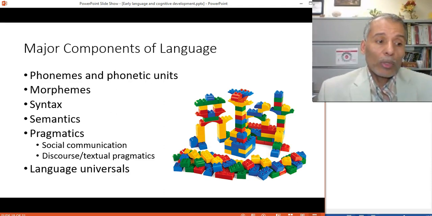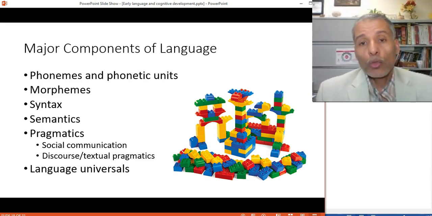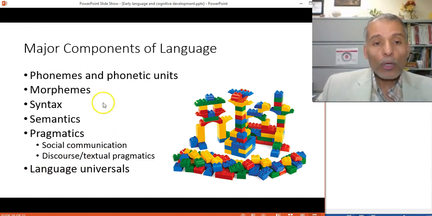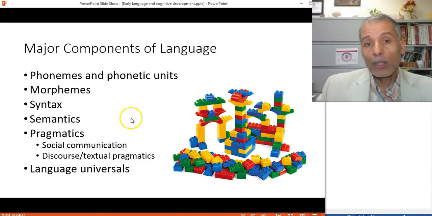But in discourse, you could take a textbook, you could take a short story, you can take a speech given by a president, for example, and analyze it and find out the meaning hidden in it and the meaning it makes and so on. That is part of pragmatics, but we call it discourse pragmatics or textual. And the other part of pragmatics is social communication. And we focus a lot on social communication within the context of teaching, learning, children, intervention, and so on.